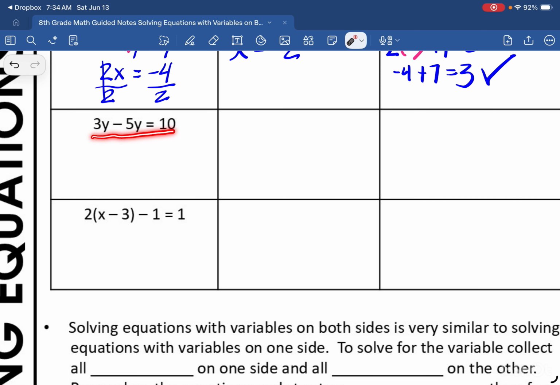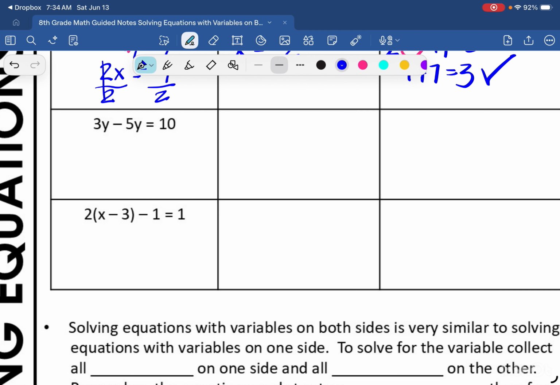3y minus 5y equals 10. Before I isolate my variable, I'm going to combine like terms. 3y minus 5y is a negative 2y equals 10. Now to get 1y, I'm going to divide each side by negative 2. And 10 divided by a negative 2 is a negative 5. So y equals a negative 5.